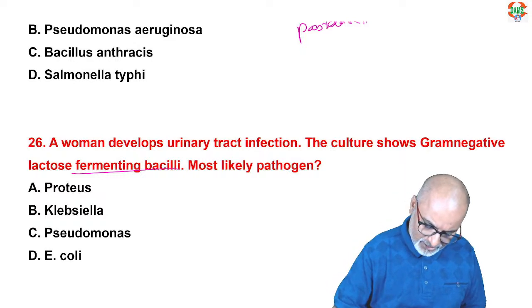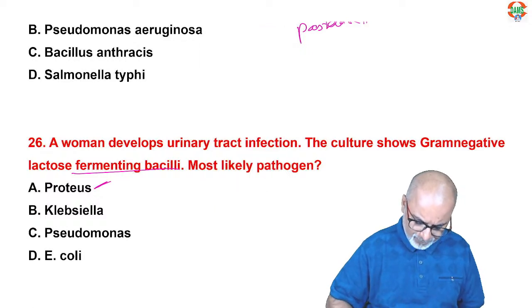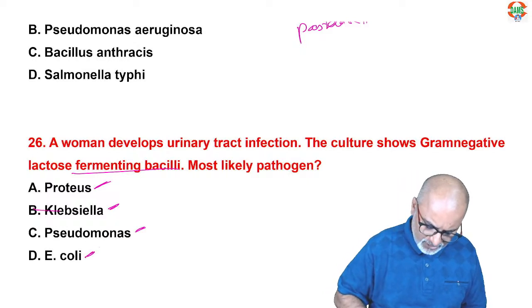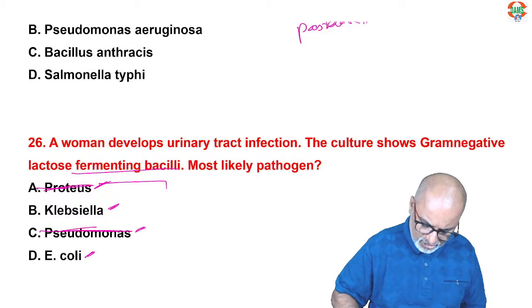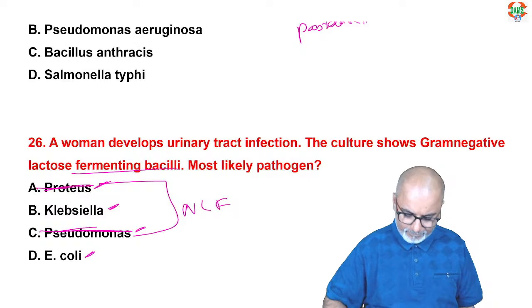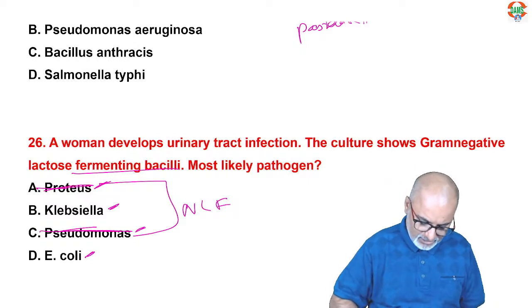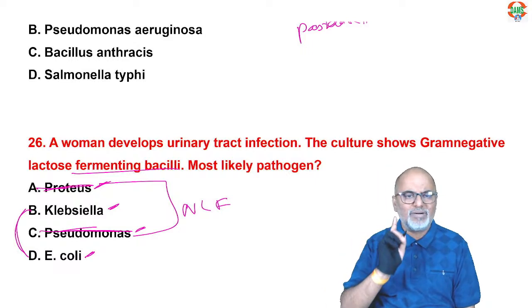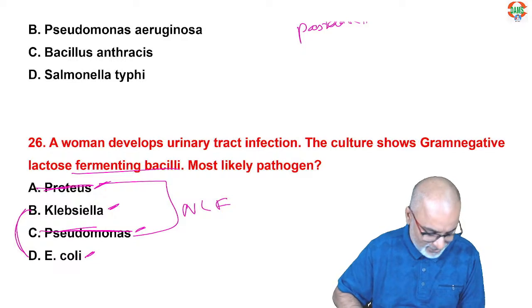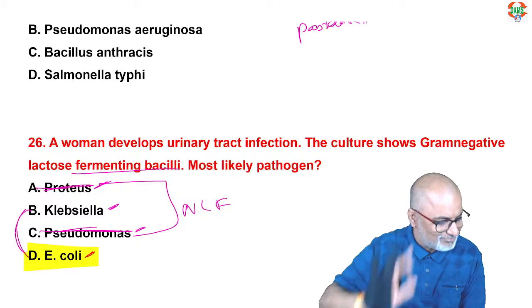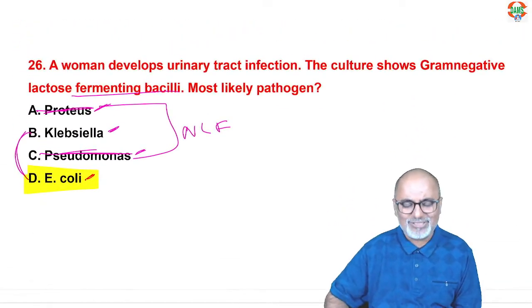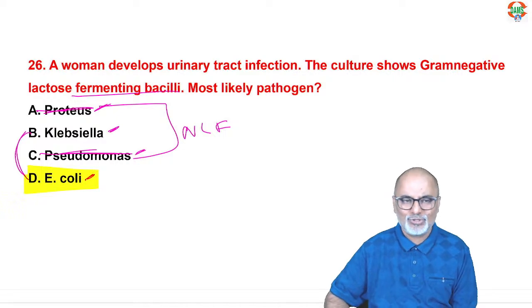Gram-negative lactose fermenter, Proteus also causes UTI. Klebsiella causes UTI. Pseudomonas causes UTI. Among the four, I will remove these two, Proteus and Pseudomonas, non-lactose fermenters. Klebsiella and E. coli are lactose fermenters, but the most common cause of UTI is E. coli. Beautifully people answered. Okay, good. Even Klebsiella also causes it, it is a lactose fermenter, but most common is E. coli.